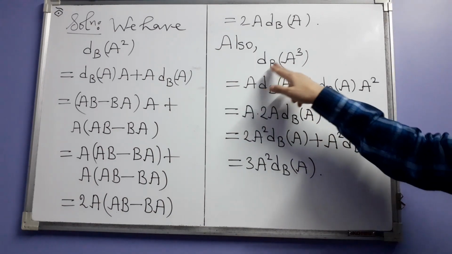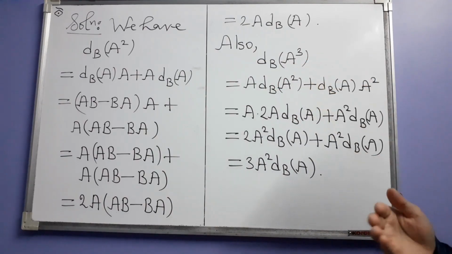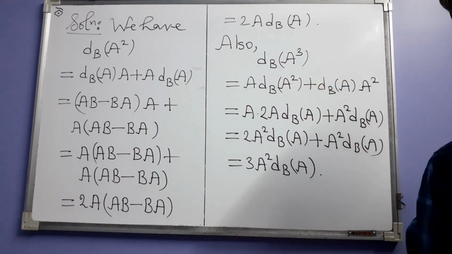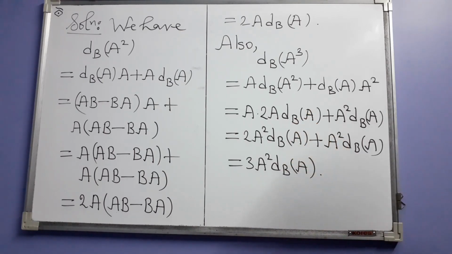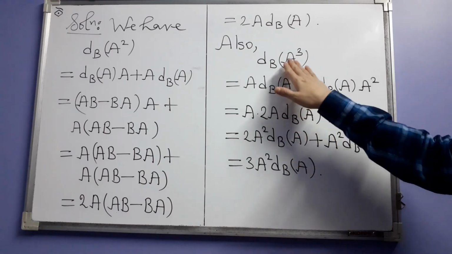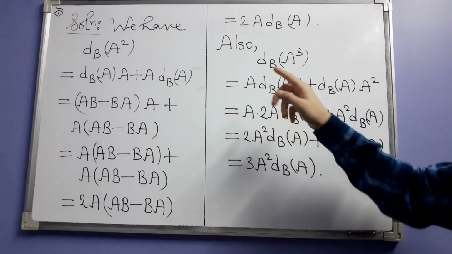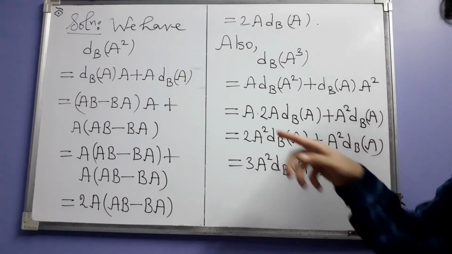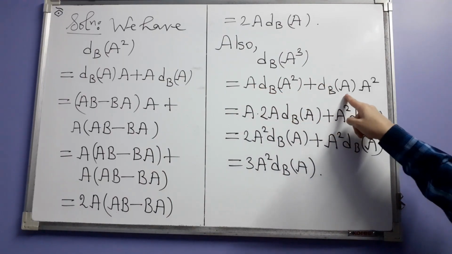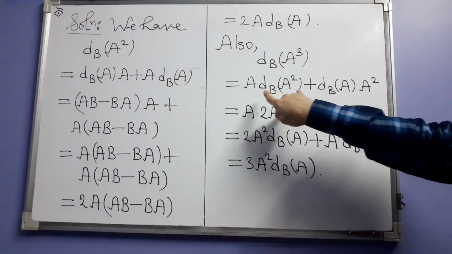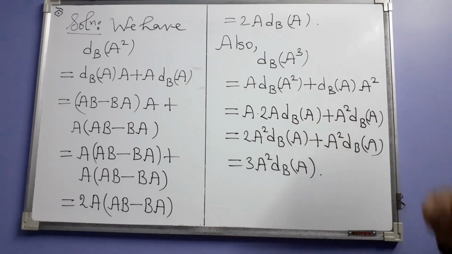Next, say we calculate dB of A cubed. So A cubed, you can consider as A times A squared. Actually, you can write A squared times A also. You ultimately will get the same thing. But anyway, let us first consider A times A squared. So on that, if we apply dB and use part A, then it will be A times dB of A squared plus dB of A times A squared. Now we have already calculated that, so we put that here, 2A times dB of A.